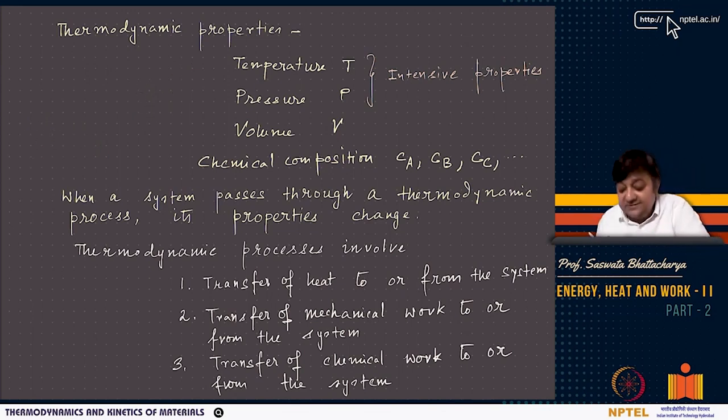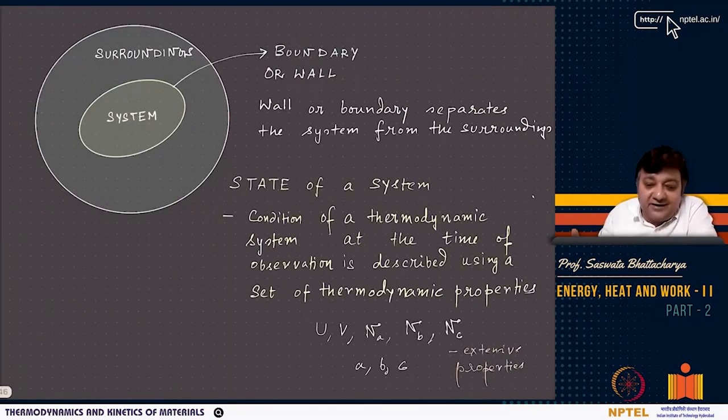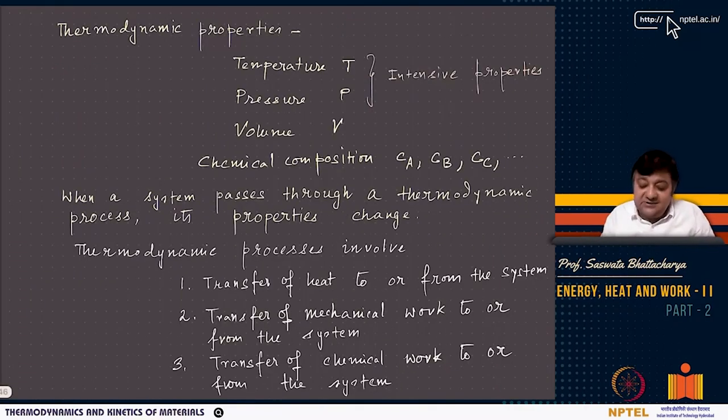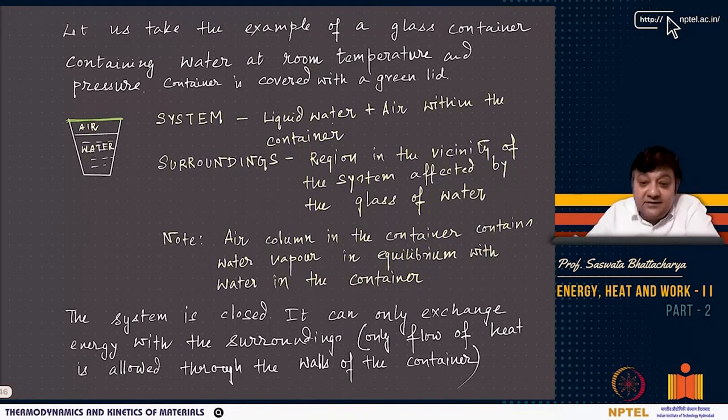So we can describe a system in terms of intensive and extensive properties, but you will see that describing in terms of extensive properties has its own advantage somewhere, and you will see that there is a relation between them, and these conjugate relations and all these things will be discussed. Now we know what the different thermodynamic processes are, right? We have already described some of these processes like heat transfer to or from the system, we are extracting heat from the system, or transfer of mechanical work to or from the system. Another is transfer of chemical work to or from the system, right? So these are possible.